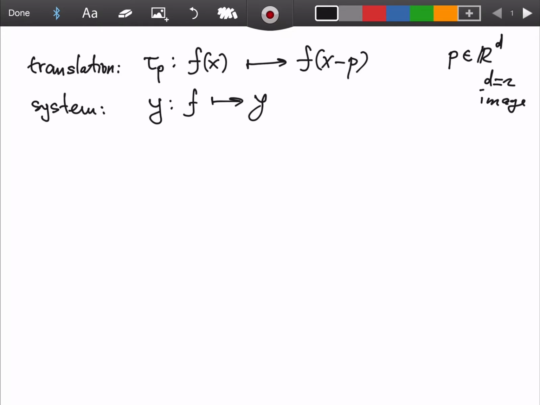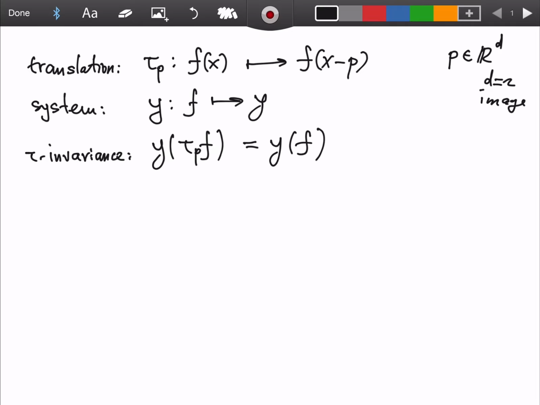Doesn't matter. Now, if we apply this system y to the translated version of our input, and as a result we don't see any difference in the output, we call this property translation invariance. Invariance means that you don't see that your input has been translated.